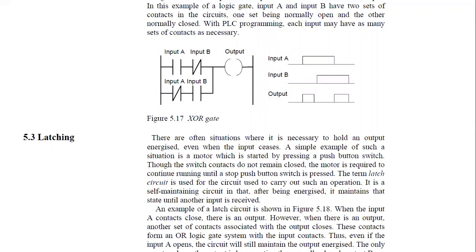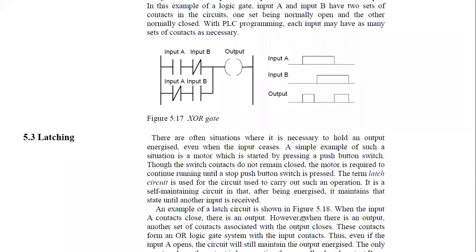A good example of this situation is a motor, whereby you activate this motor by pressing a push button switch. So you press the push button switch, that means that you close the circuit, and then once you release that button, the circuit is open. But that does not mean that once you release the button, the motor stops running. So this is a good example of what we call latching in PLC.